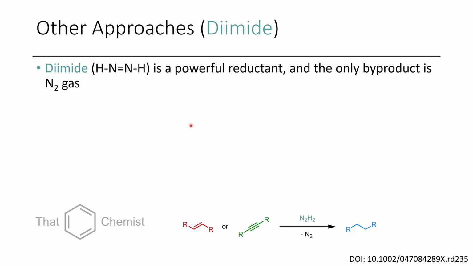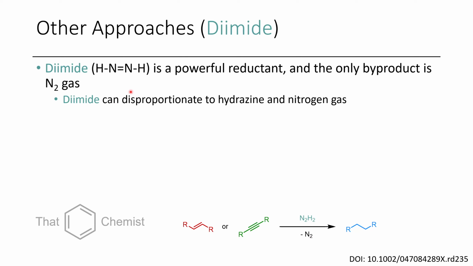Okay, so there are still some other approaches for reducing double and triple bonds. One of them is the use of diimide. And so diimide is a really, really convenient reagent because unless it reacts with itself, you'll just get nitrogen as a byproduct, which is pretty good. Good atom economy. Now the disadvantage is diimide can reduce itself because it has an N double bond N, and if it reduces that, you'll just get hydrazine and nitrogen gas.